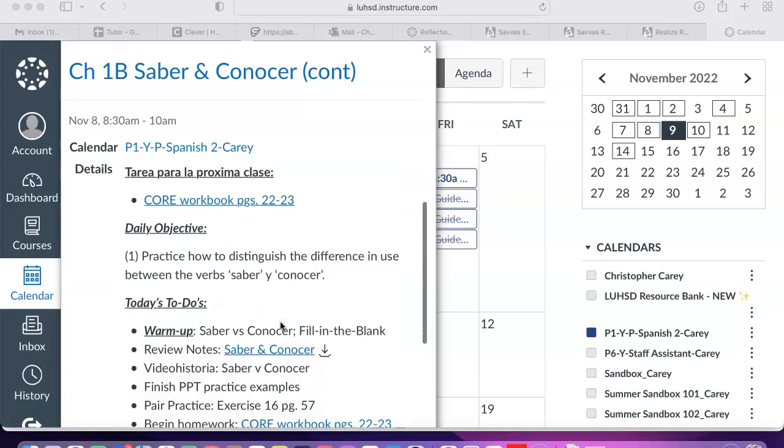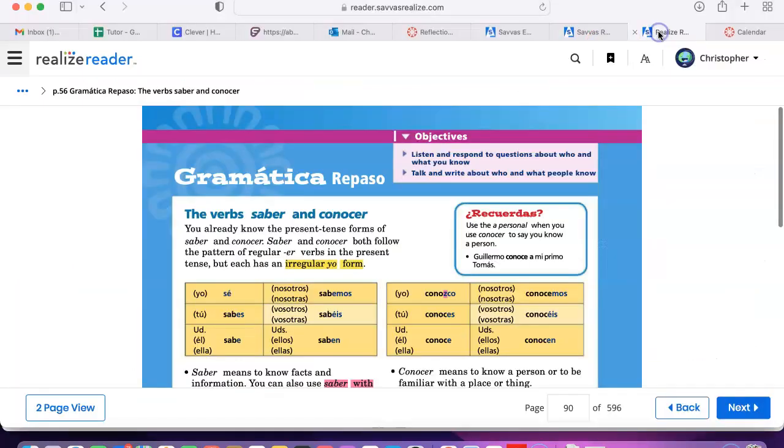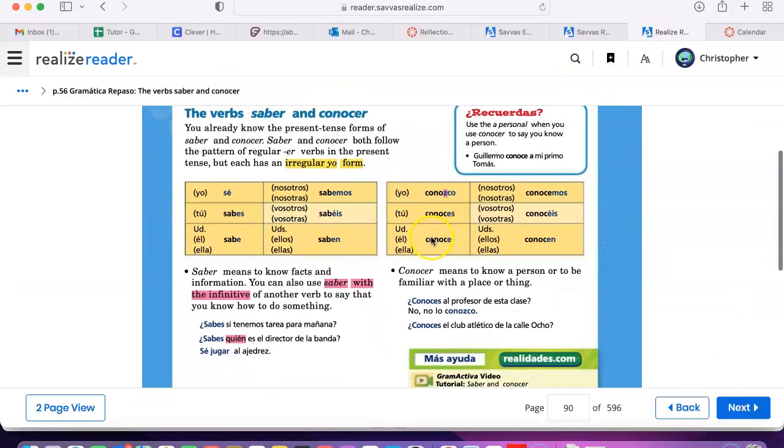Daily objective is to review the notes that we took on last class, distinguishing the differences in use between the verbs saber and conocer, both of those verbs meaning to know. There you have the conjugations on page 56 of the textbook. Talked about how the conjugations are irregular in the yo form for both verbs, and saber, conocer, both meaning to know, but saber is used to know facts, information, or to know how to do something.